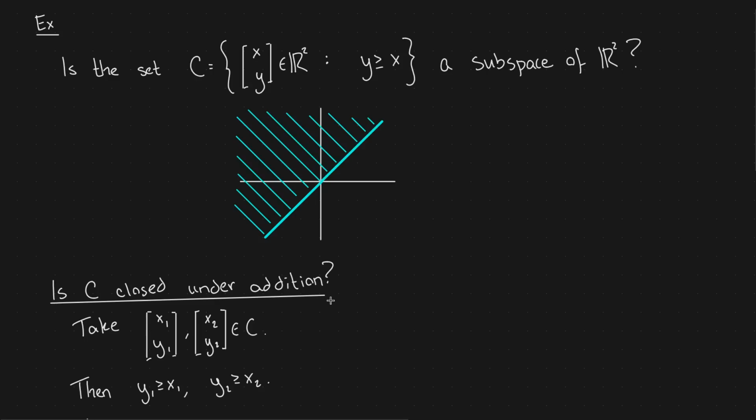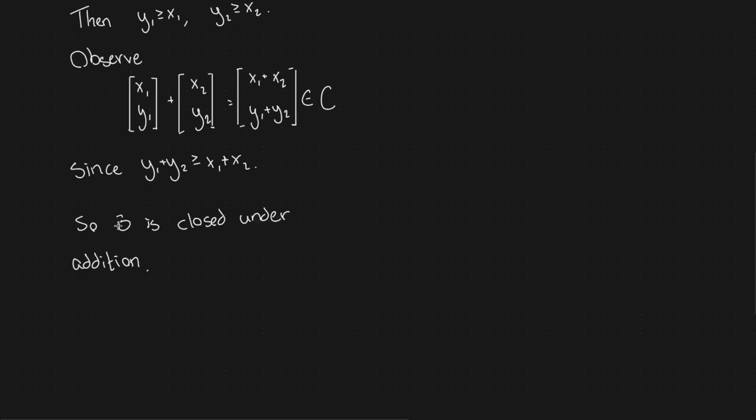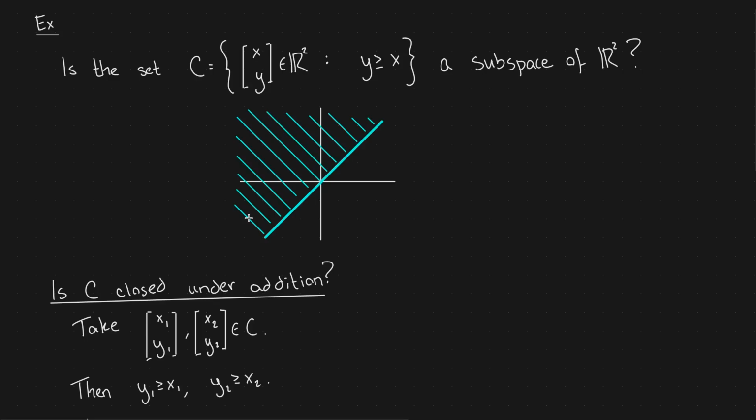The first one's checked off. It might be a subspace, right? I'm sorry, not set B, set C. Set C might be a subspace of R2, but we don't have enough information yet. We have shown it's closed under addition. We still need to determine if set C is closed under scalar multiplication.